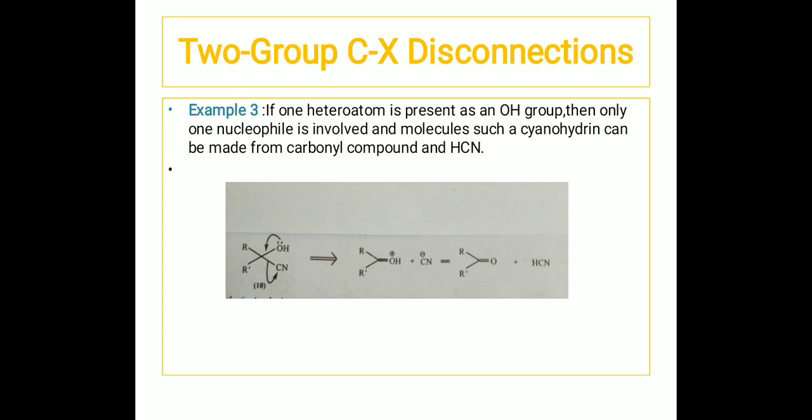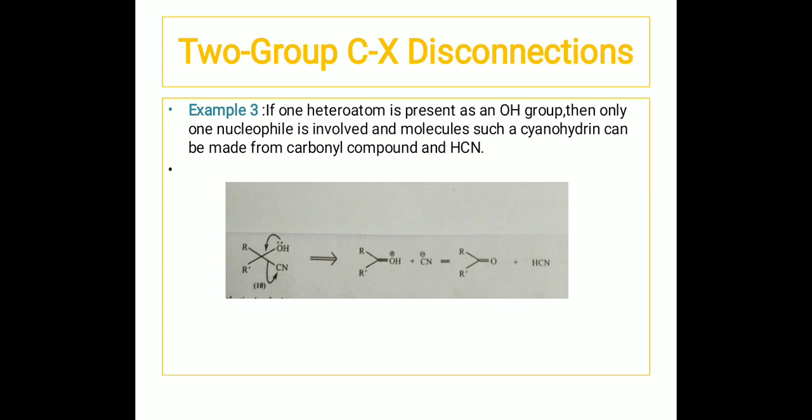See, this is a different kind of example. Here, if one heteroatom is present as an OH group, then only one nucleophile is involved, and molecules such as cyanohydrin can be made from a carbonyl compound and hydrogen cyanide. So here we have an OH group and a CN group, which are bonded to one carbon atom.